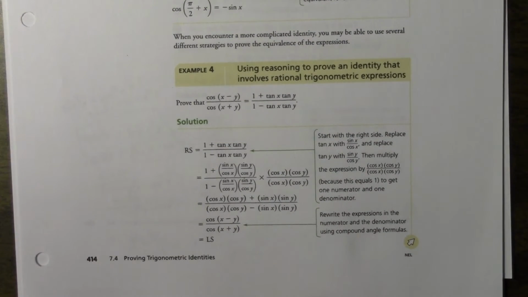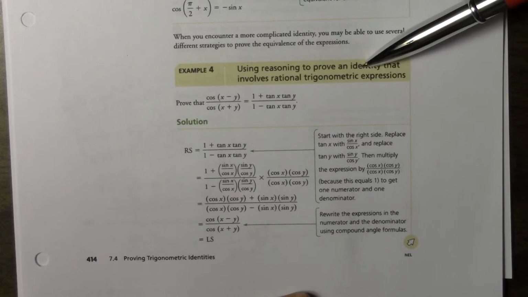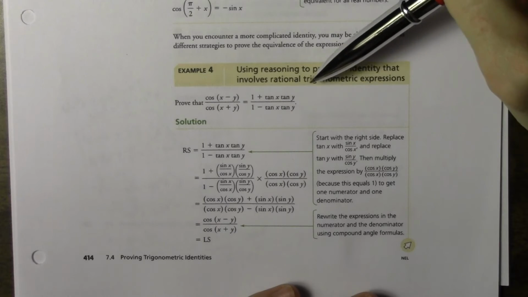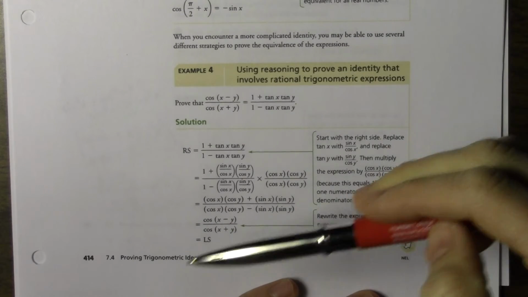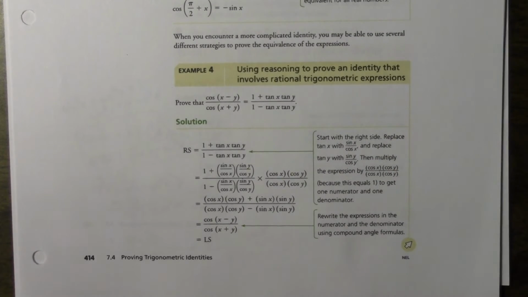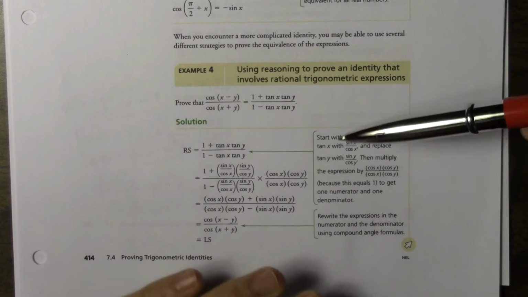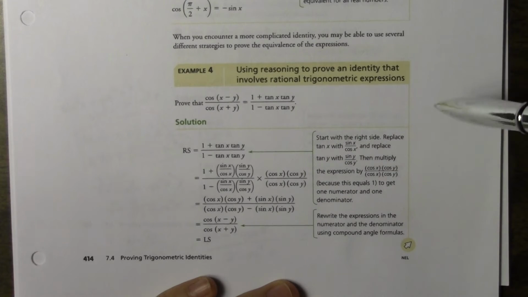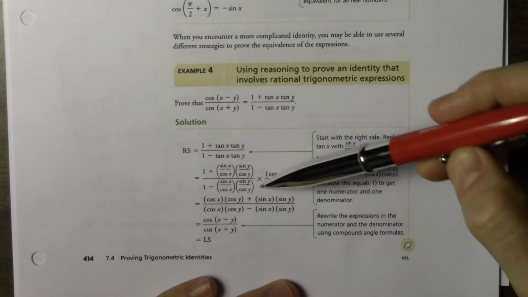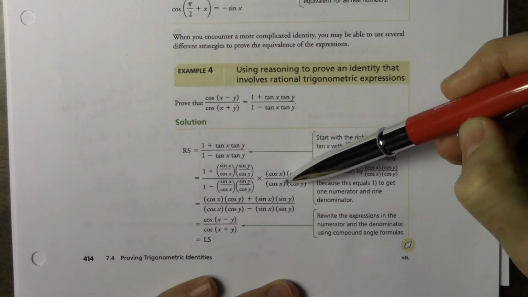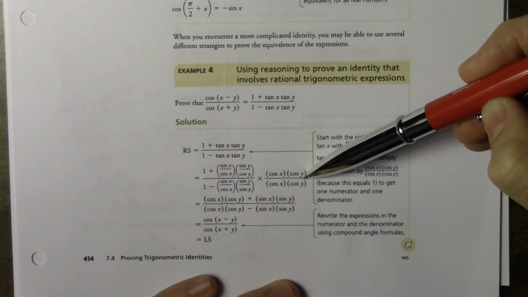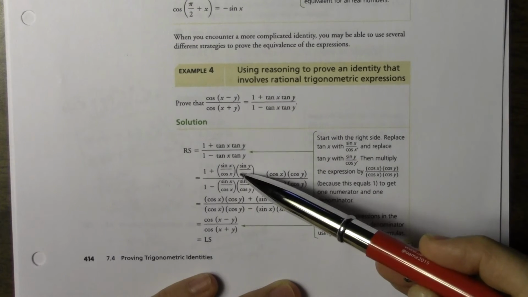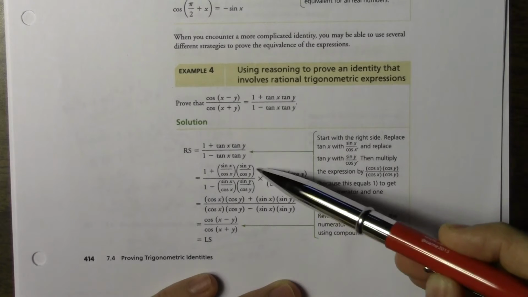Example 4, using reasoning to prove an identity that involves rational trigonometric expressions. So here's one that's quite a bit more complex. As we learned last year with trigonometric identities, we have a couple of tools that we can use. One of them is multiplying by 1, and different strategies of multiplying by 1. In this case, we chose cos x cos y over cos x cos y, which again is 1, but we did that in order to eliminate the denominators in both the numerator and the denominator of the original function.